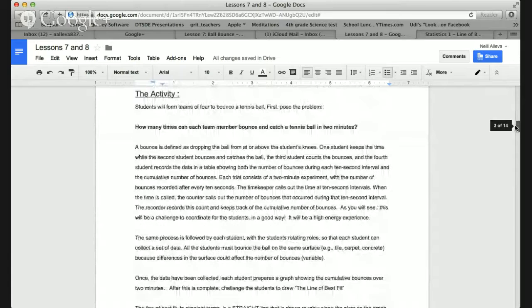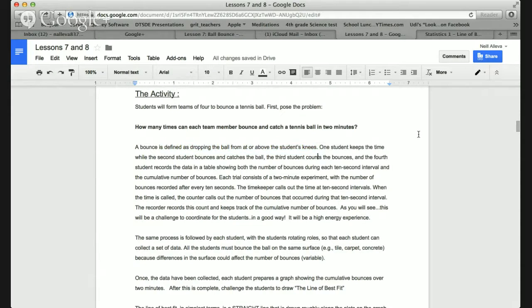And for the activity, you want to pose a problem to the students. And the problem is this: how many times can each team member bounce and catch a tennis ball in 2 minutes? So if there are 4 team members, this lesson will be a total of 8 minutes while you're counting, but it's going to take some setup time, and some time for the students to understand their roles.